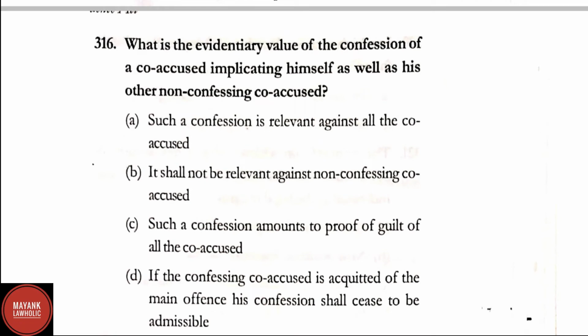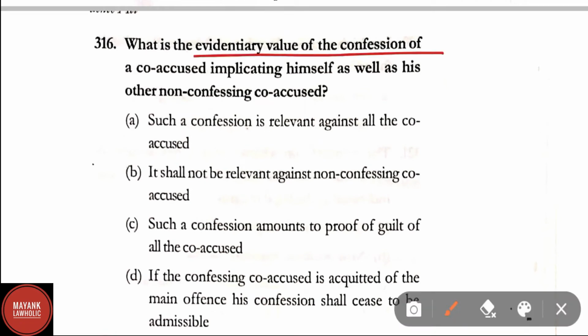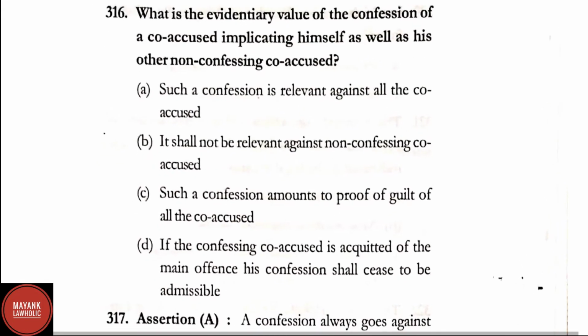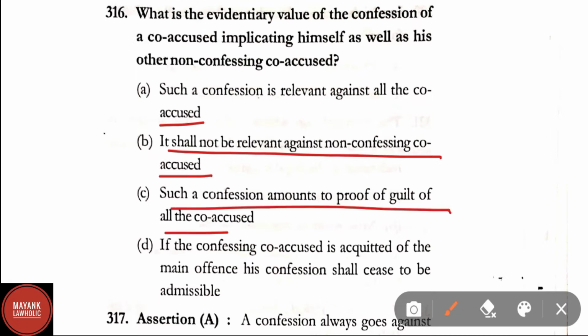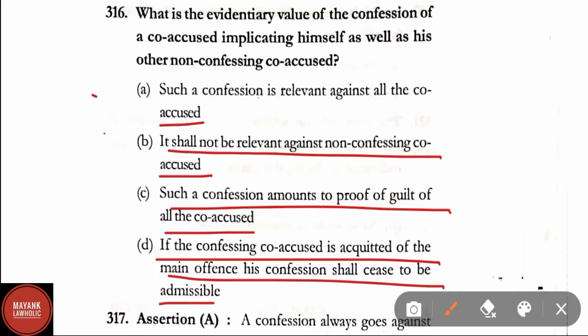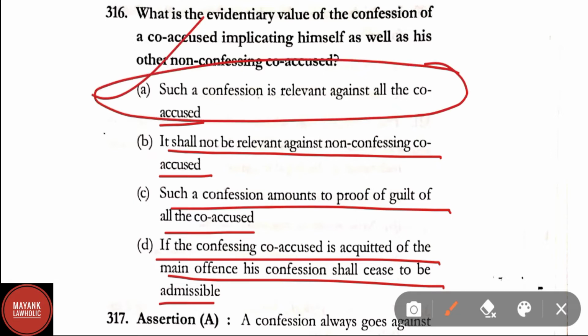Question number 316. What is the evidentiary value of the confession of co-accused implicating himself as well as other non-confessing co-accused? Option A, such confession is relevant against all the co-accused. Option B, it shall not be relevant against non-confessing co-accused. Option C, such a confession amounts to proof of guilt of all the co-accused. Option D, if the confession of co-accused is acquitted of the main offence, his confession shall cease to be admissible. Correct answer here is option A, that is such confession is relevant against all co-accused.